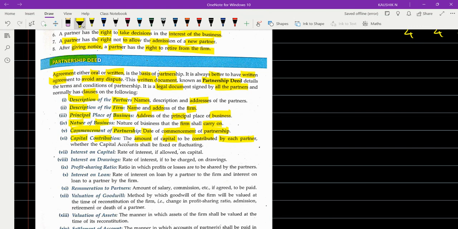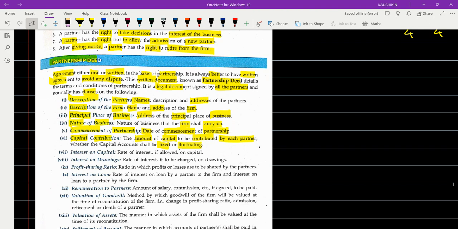Whether the capital account shall be fixed or fluctuating. I hope you remember very well that we have discussed that the partner's capital account can be maintained in two ways. One is the fixed capital method, the other is the fluctuating capital method. Do you remember this concept? The partner's capital account can be fixed or fluctuating. So you have to mention it very clearly whether you are going to follow the fixed method or the fluctuating method.